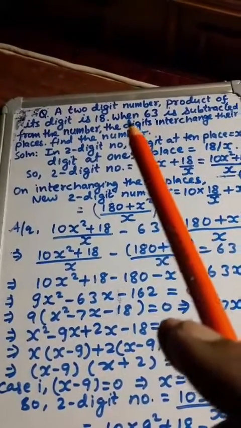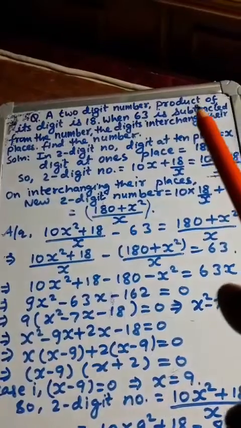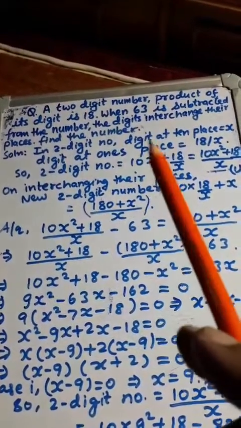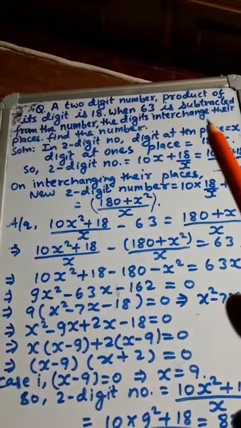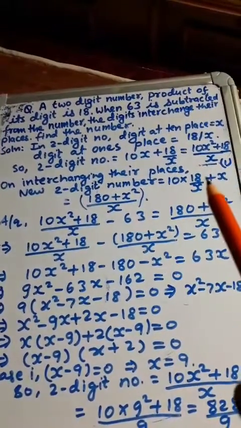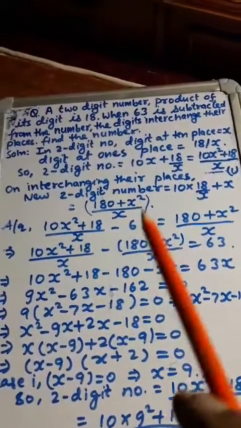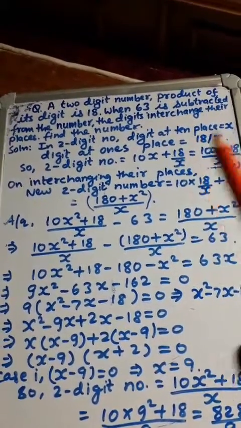Now look at the question. In a two digit number, the product of digits is 18, as I have discussed. When 63 is subtracted from the number, the digits interchange their places. So let me do the form. We have to get the form after interchanging the places.